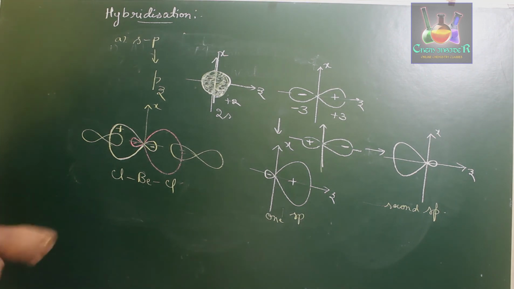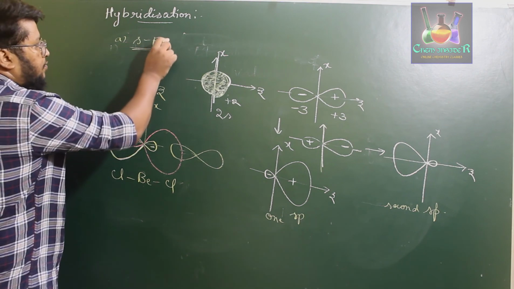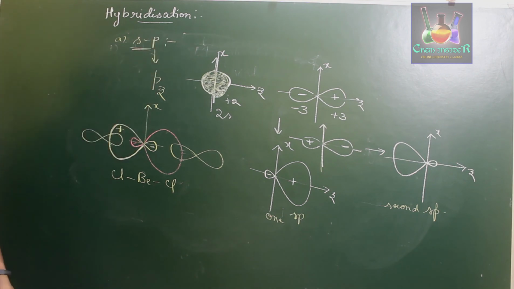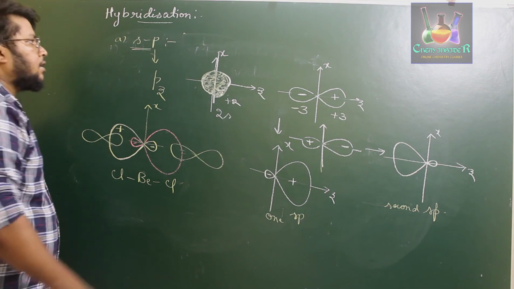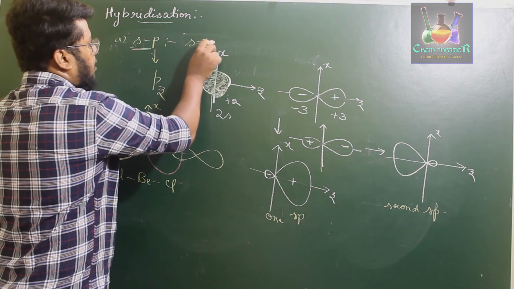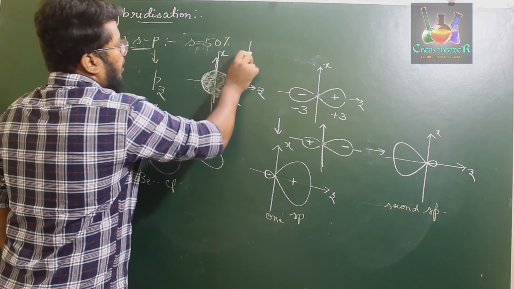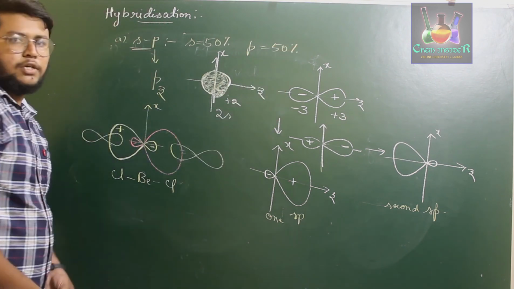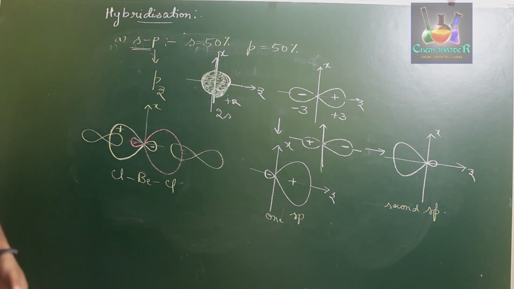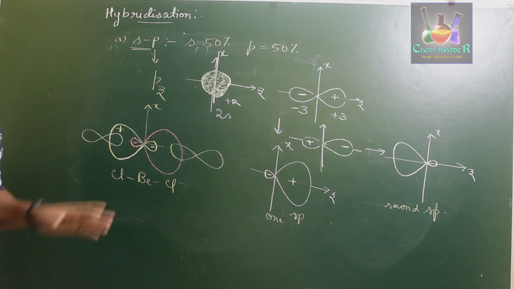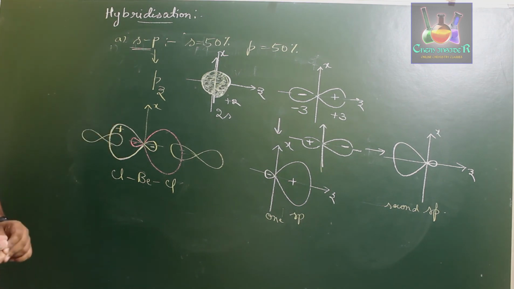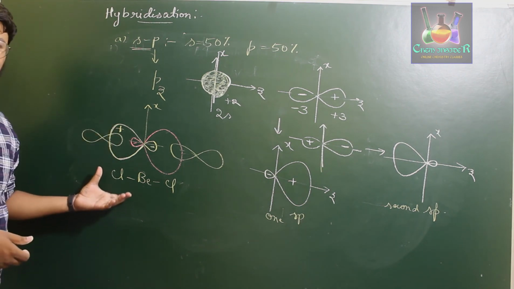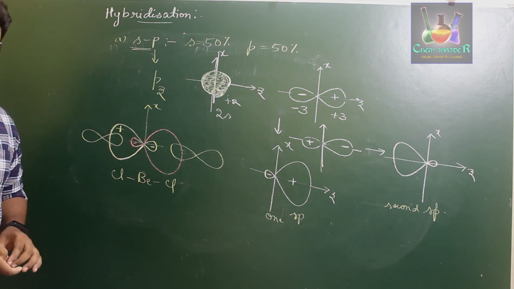So for beryllium chloride, if you consider sp hybridization, we have S character and P character equal, that is S character is 50% and P character is 50% in the sp hybridization. So sp hybridization will have equal S and P character, that is 50-50%. Okay, so this is how sp hybridization takes place.